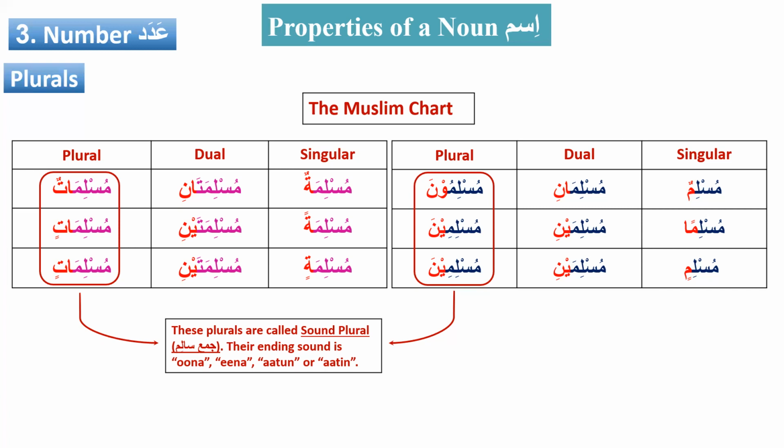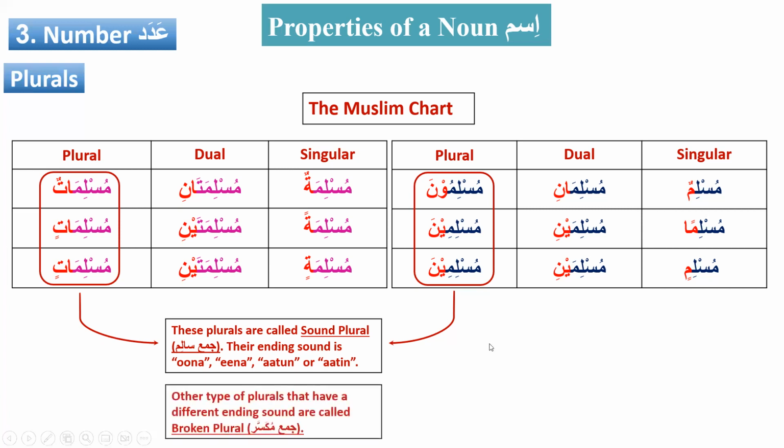In plurals, we know there are two types of plural. One is called sound plural, and sound plurals end with the ending sound una, ina, atun, or atin, one of these sounds. And if you don't find any of these four sounds at the end of a plural, then it is not a sound plural. Then we call it a broken plural. So sound plural and broken plural.